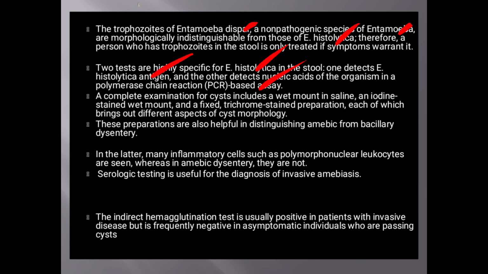Complete examination for cysts includes wet mount in saline and iodine stain, and wet mount and iron hematoxylin or trichrome stain preparation, each of which brings out different aspects of cyst morphology. These preparations are also helpful in distinguishing amoebic from bacillary dysentery, in the latter many inflammatory cells such as polymorphonuclear leukocytes are seen, whereas in amoebic dysentery they are not.